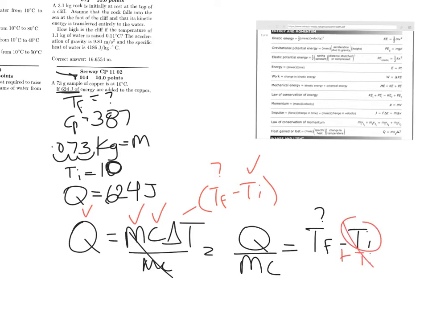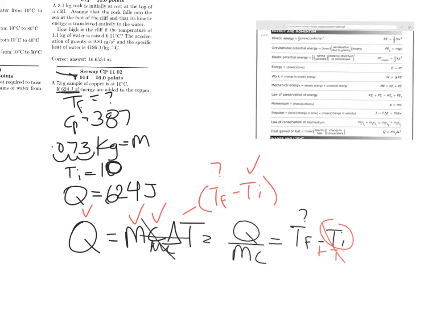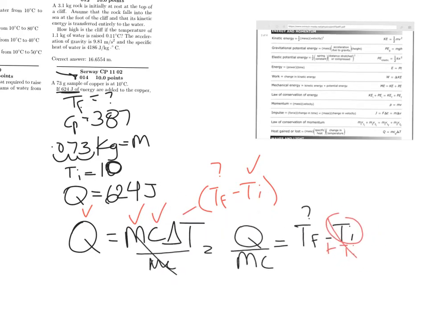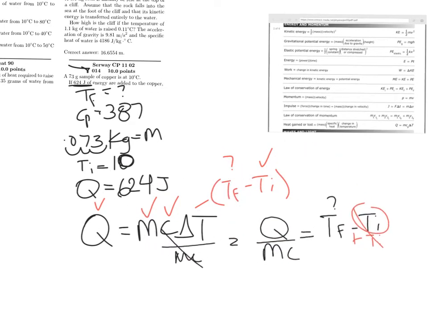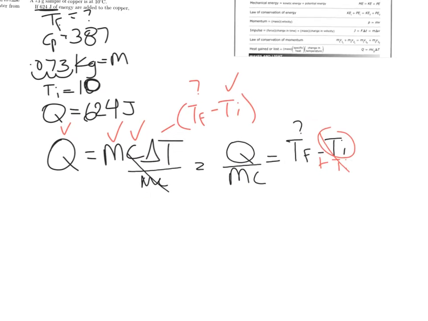So I end up with my final thing here. I'm just going to go ahead and write it up here. So we have Q over the mass times the specific heat, plus the T initial. And that would get you your T final. And that's how you would do that problem. Alrighty, let's move on to question 16.